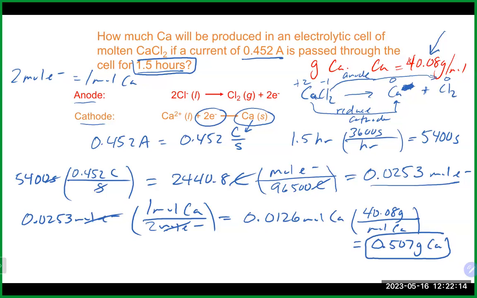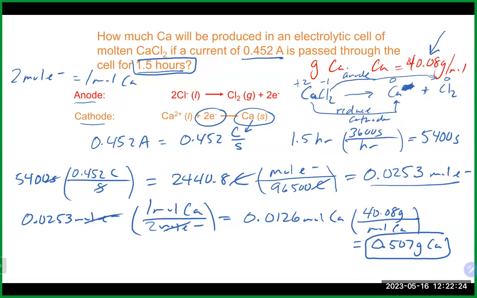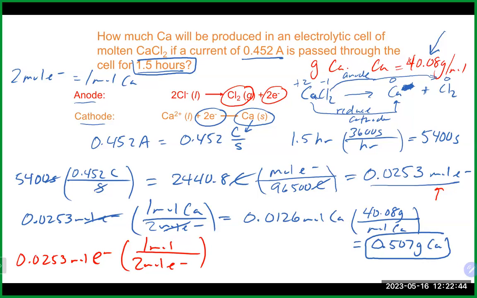Now, clearly, if we were interested in chlorine as well, we could have done a similar calculation for chlorine. It really would be the same calculation up to here. And in this case, we would go to the chlorine half reaction. Actually, we would have the same relationship there. And if we did that, it would be 0.0253 moles of electron. And there are 2 moles of electron for 1 mole of Cl2, which would give us 0.0126 moles of Cl2.